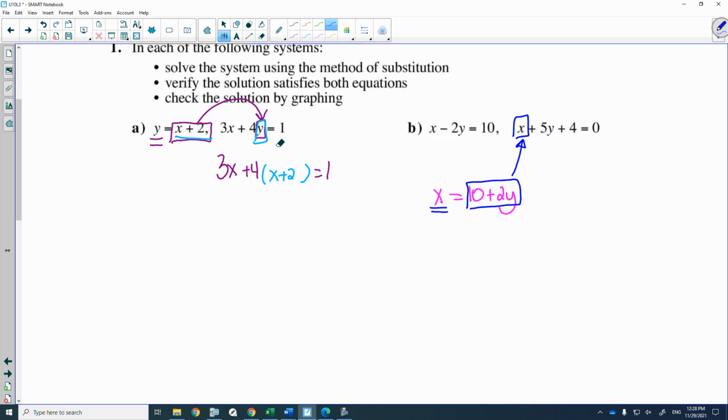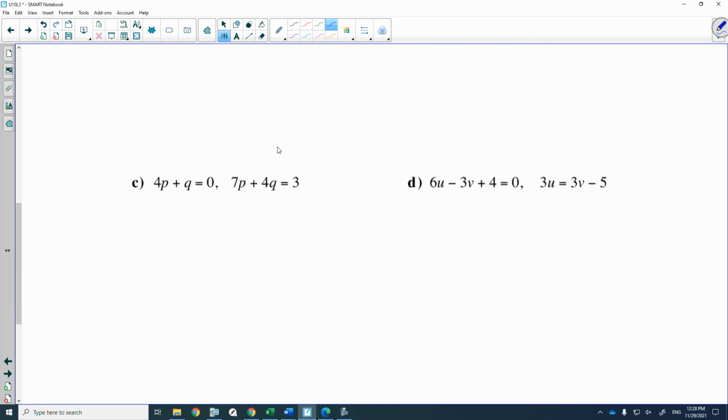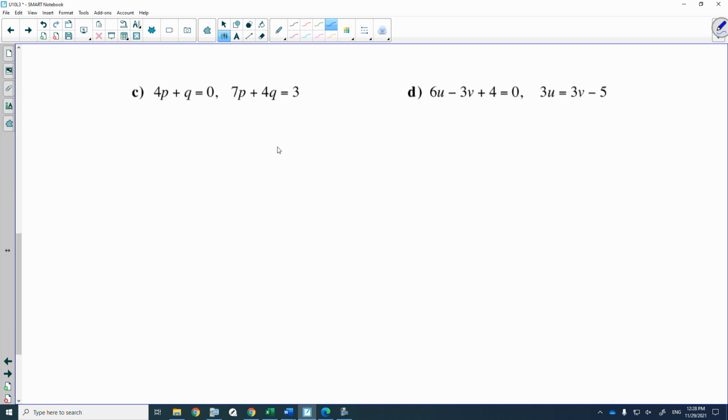Let's look at C. Look at both. Raise your hand if you know which system. There's one you could do in 1 move. You could either get P is equal to or Q is equal to. Kalita, which one is it? It's the first system. What's the move? That's exactly what it is. I could get Q by itself in 1 move, and that move is this.